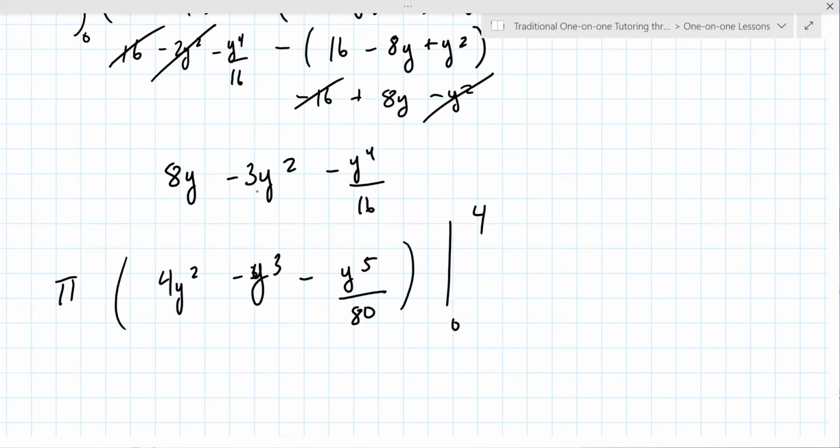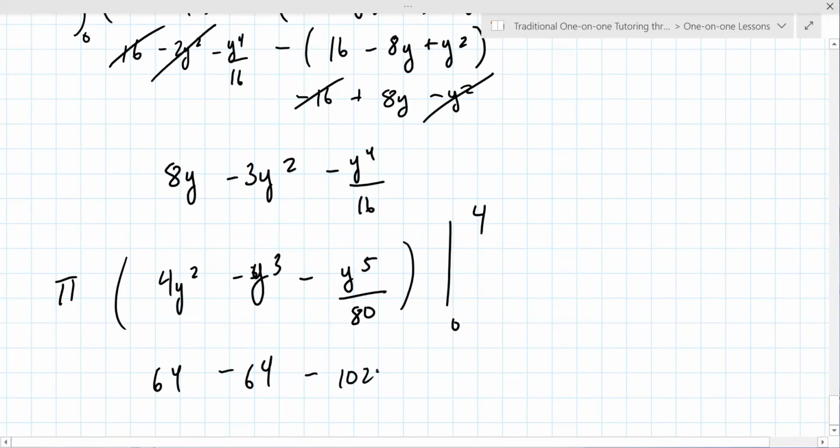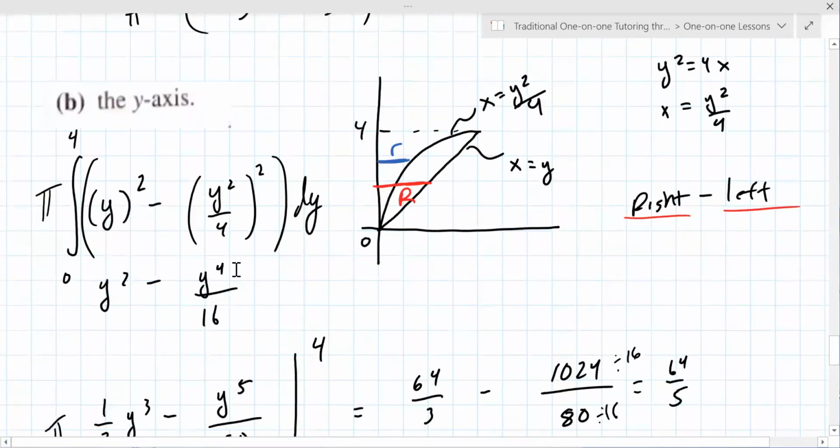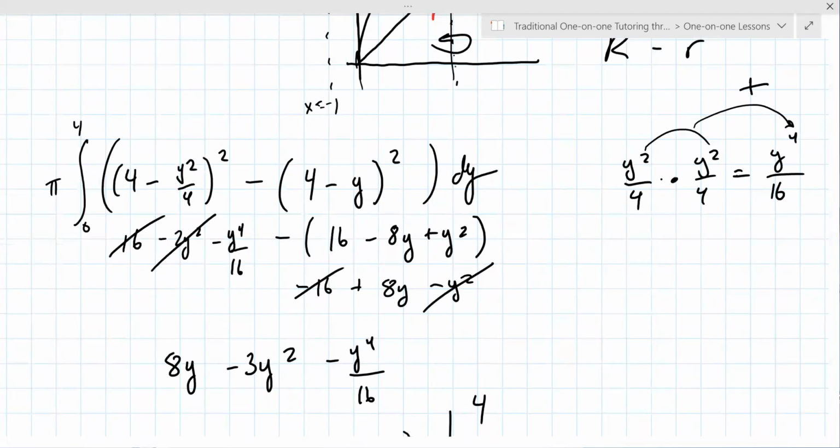Yep, and then 4, 0. So then 4 times 16, that's 64, minus 64 minus y to the 4th. Oh yeah, 1024. No, again? There's something I missed here. Let me check it. Yeah, because the 64s would cancel. Yeah, this one does work. So I made a mistake. The answer is 64 over 5 pi.